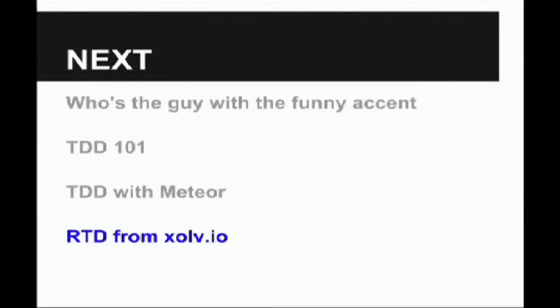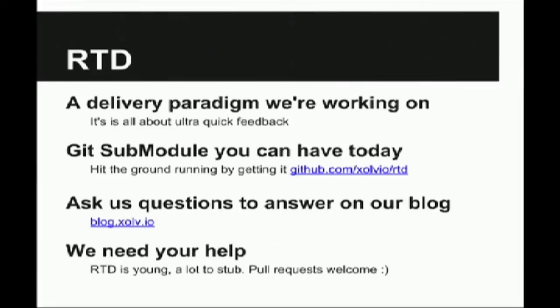Right, so the other thing that we've been busy doing is something called RTD. We call this real-time development. Now, it's basically a delivery paradigm, and it's all about being really quick. It's about getting feedback as quickly as possible when you're coding. So with Karma Runner, whenever you save the file, it'll give you immediately a test report.